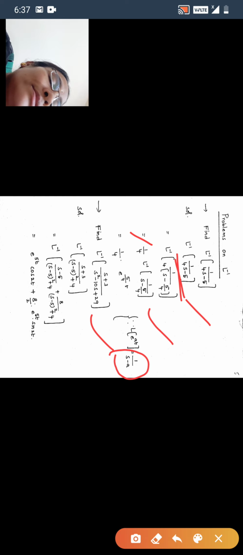This completes the inverse Laplace transform problems by using the basic formulas. In the next video, we finish Laplace transforms using partial fractions.